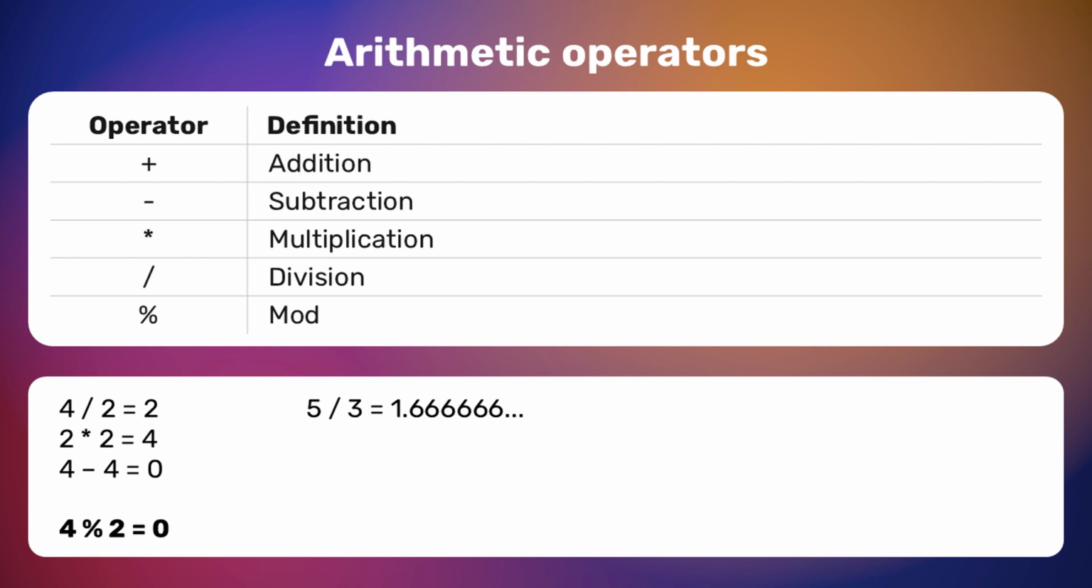Another example, 5 divided by 3 is equal to 1.6 repeating. When it comes to mod operations, we only use the integer part of a number, in this case 1. The integer part of the division, in this case 1, times the number we divided 5 by, 3, is equal to 3. 5 minus 3 is equal to 2. Therefore, 5 mod 3 is equal to 2.